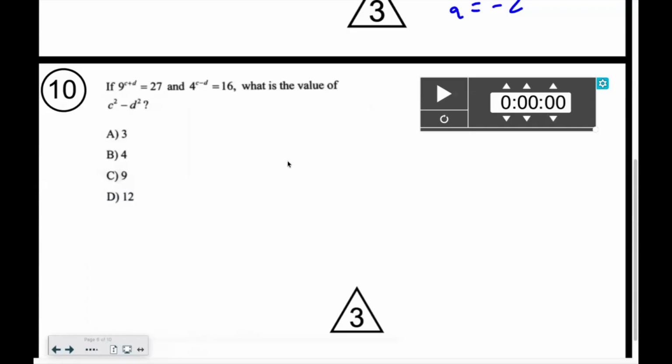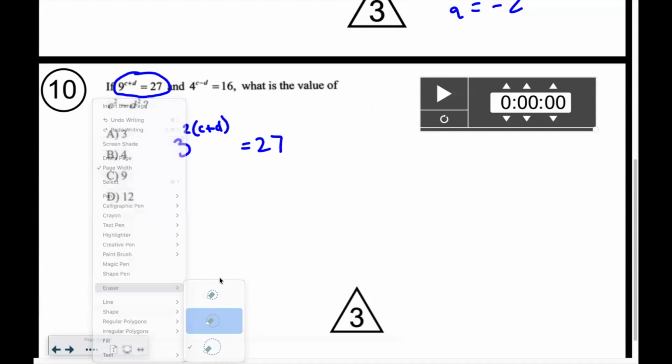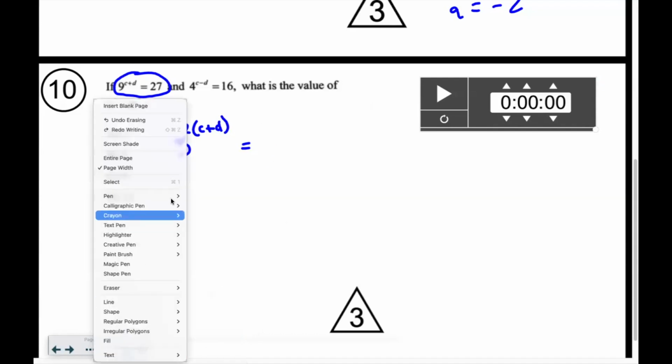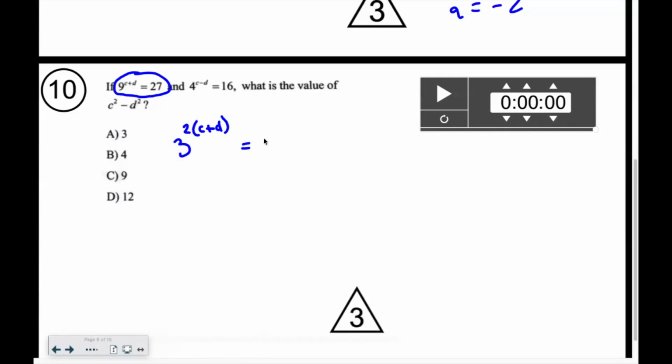So the quick way to do this is when you look at this equation, I want them both to be powers of 3. So 9 is 3 squared. So I could think of this as 3 to the 2 times c plus d equals 27. Or I could even go further than that. I'm going to need to do this thinking anyway. I could think of 27 as just 3 to the third power. So therefore, 2c plus 2d has to equal 3.